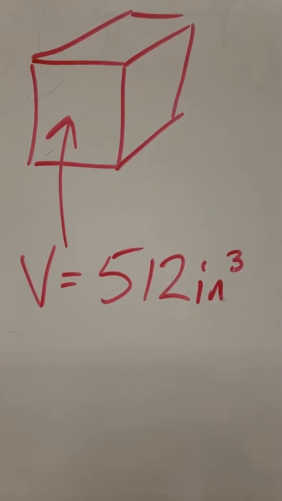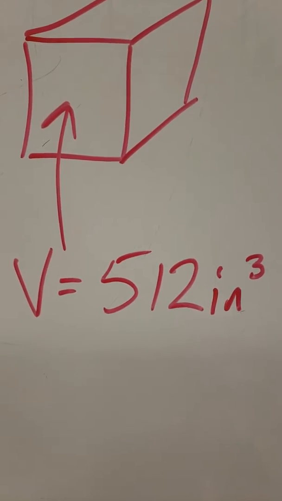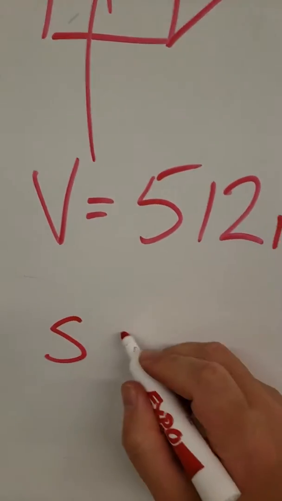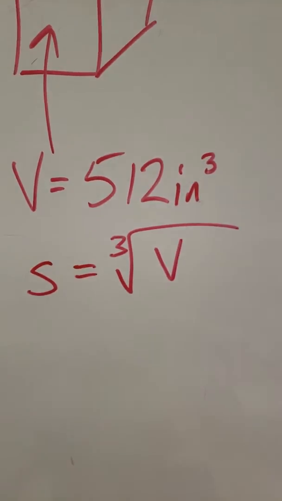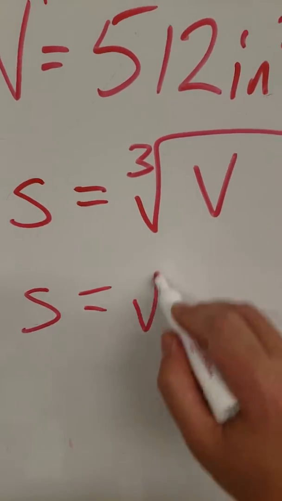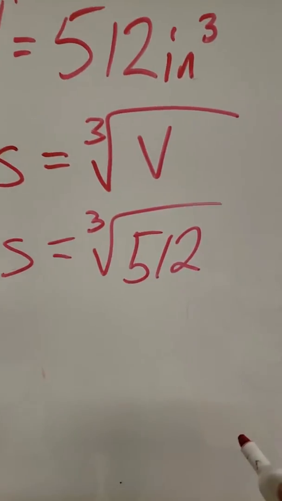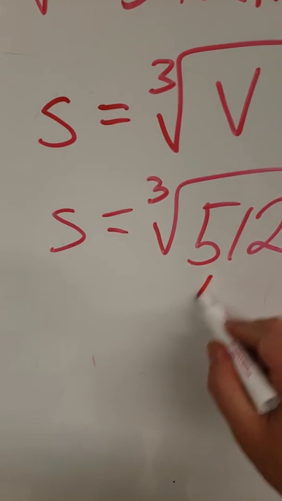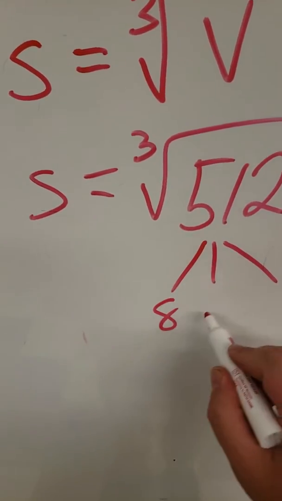Just like with square roots, where we had the area of a square and we square rooted to go back and find the side, the side of a cube is going to equal the cube root of the volume. So our side here is going to equal the cube root of 512. We have to ask ourselves, what is the matching number that multiplies with itself 3 times to make 512? And the answer is 8.